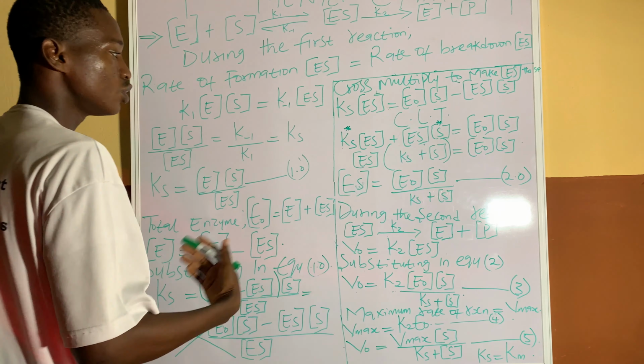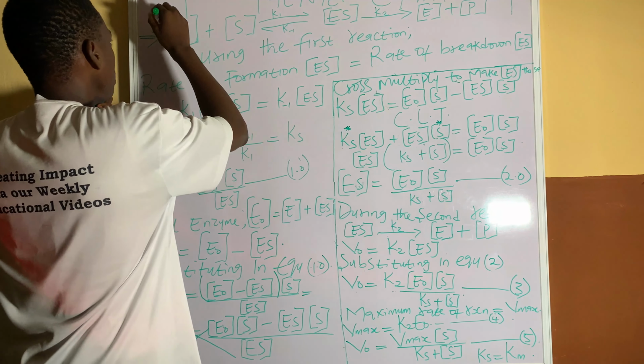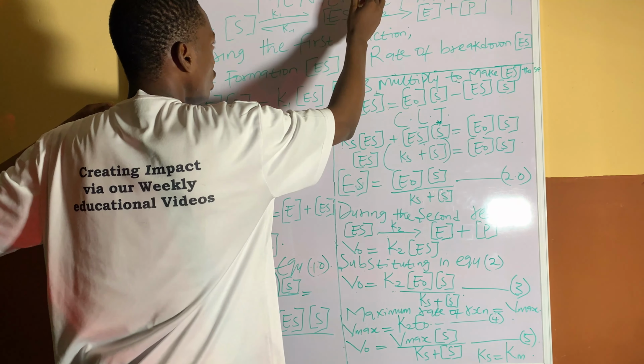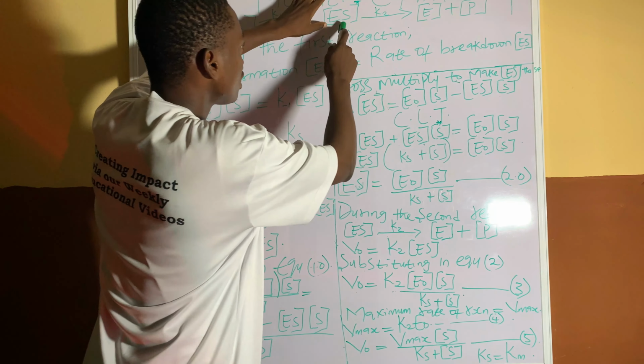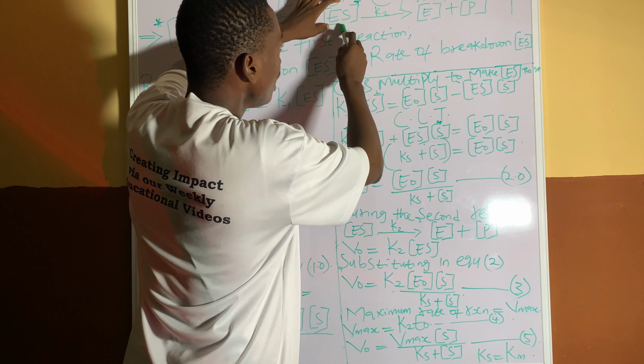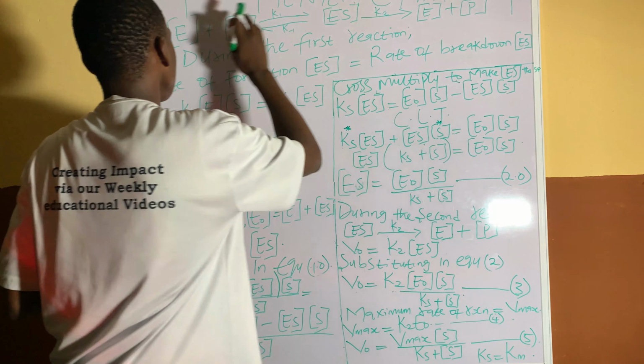Now, we are done with the first reaction. I told you that from here to here is the first reaction. Now, in the second reaction, we are having this: ES to form free enzyme plus product.